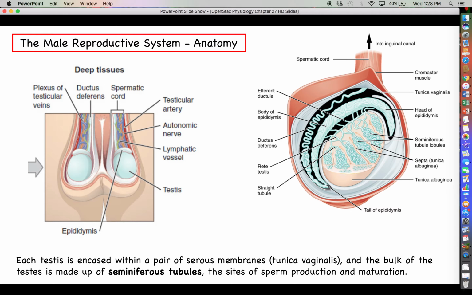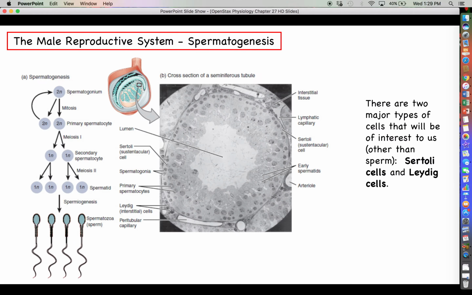So if we're looking at the male reproductive system, we're looking specifically at the testes. So each testis is going to be encased within a pair of serous membranes called the tunica vaginalis. So you can see a lot of different structures here in one of these testes, but the main structure that we really want to focus in on here without really paying too much attention to other details are the seminiferous tubules, everything that you're seeing here in kind of a light blue color. These seminiferous tubules are going to serve as the site of both sperm production and maturation, a process we call spermatogenesis.